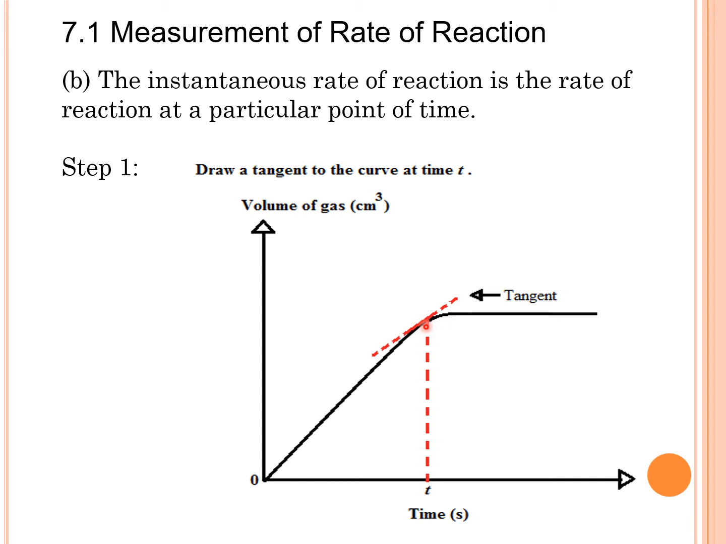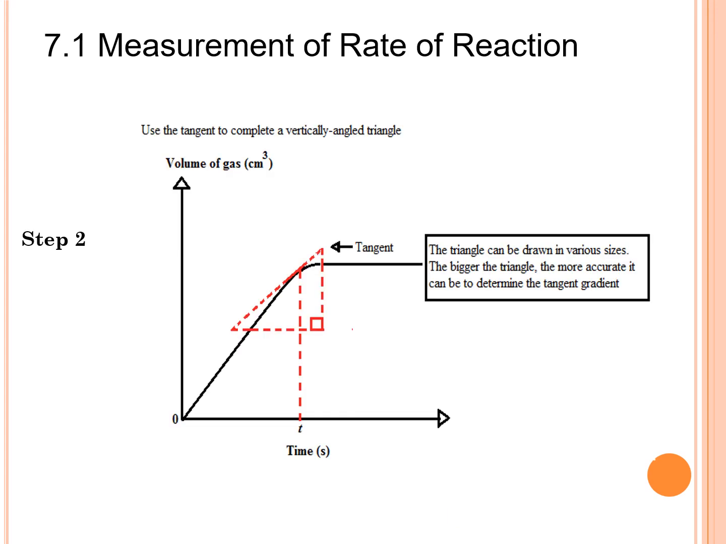Now, we go to page 5. Okay, dekat page 5 is step 2. Langkah kedua, buat triangle dengan sudut 90 darjah kat sini. Okay, garisan kat sini ya. Garisan menjadikan dia segitiga. Okay, the triangle can be drawn in various sizes. The bigger the triangle, the more accurate it can be to determine the tangent gradient. Now you have the triangle for the tangent.